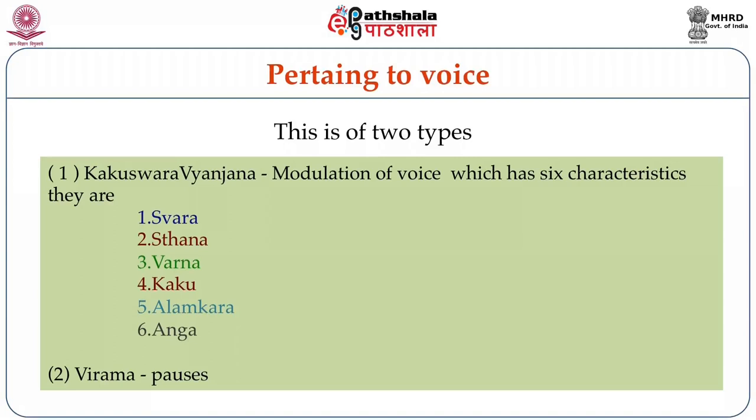The second is the sthana. Sthana is a point from where the voice originates. There are three places from where the voice generates: the kanta, the uras, and the shiras. Kanta is the neck, uras is the chest, and shiras is the head. These are the three places from where the voice starts.